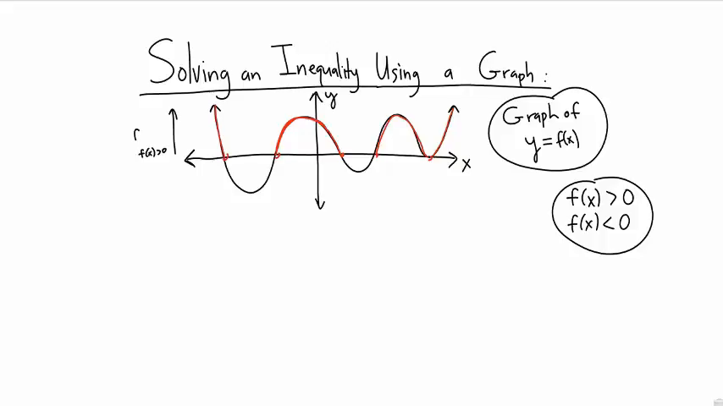What about f of x less than 0? Well, the solutions to that inequality correspond to the points on the graph that are below the x-axis. And for completeness, the points on the graph that are on the x-axis correspond to the solutions to f of x equals 0.